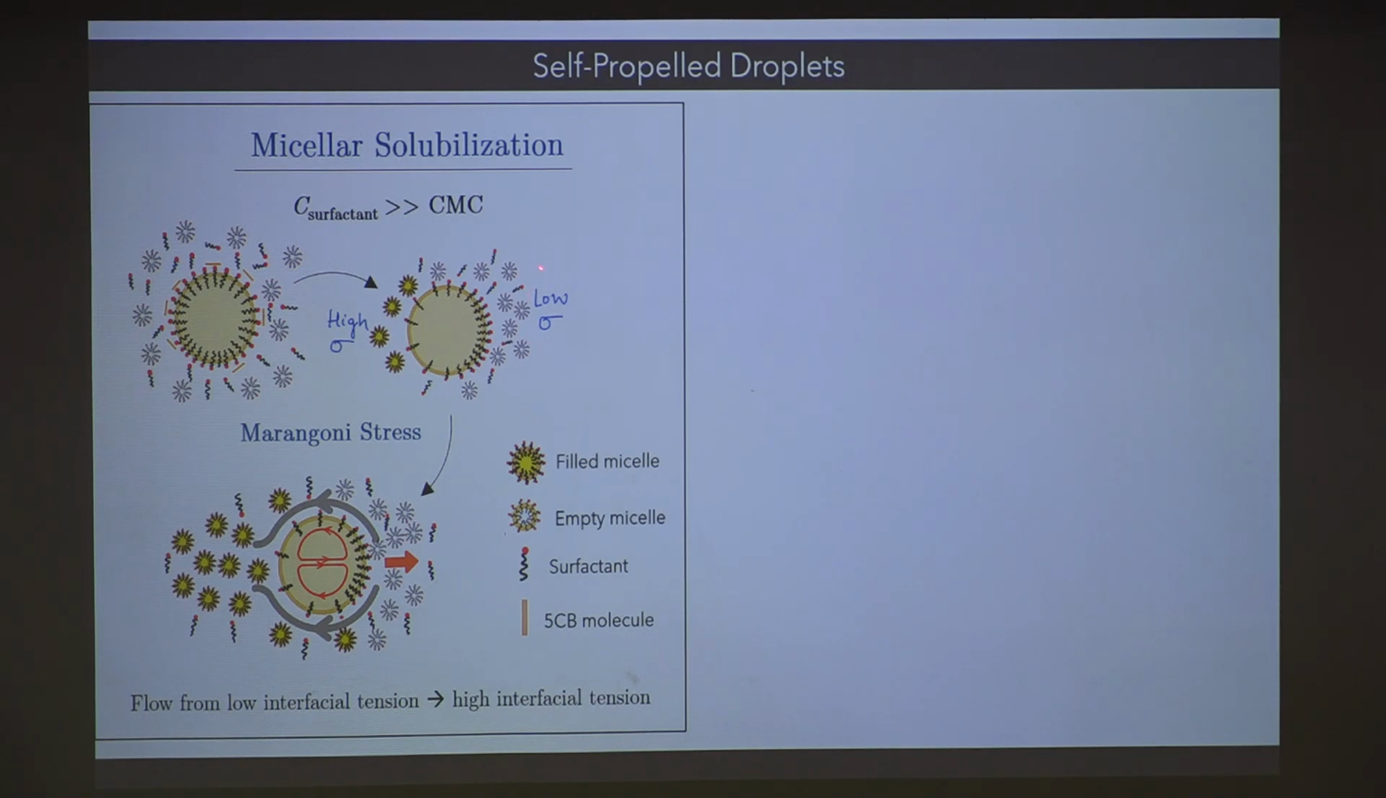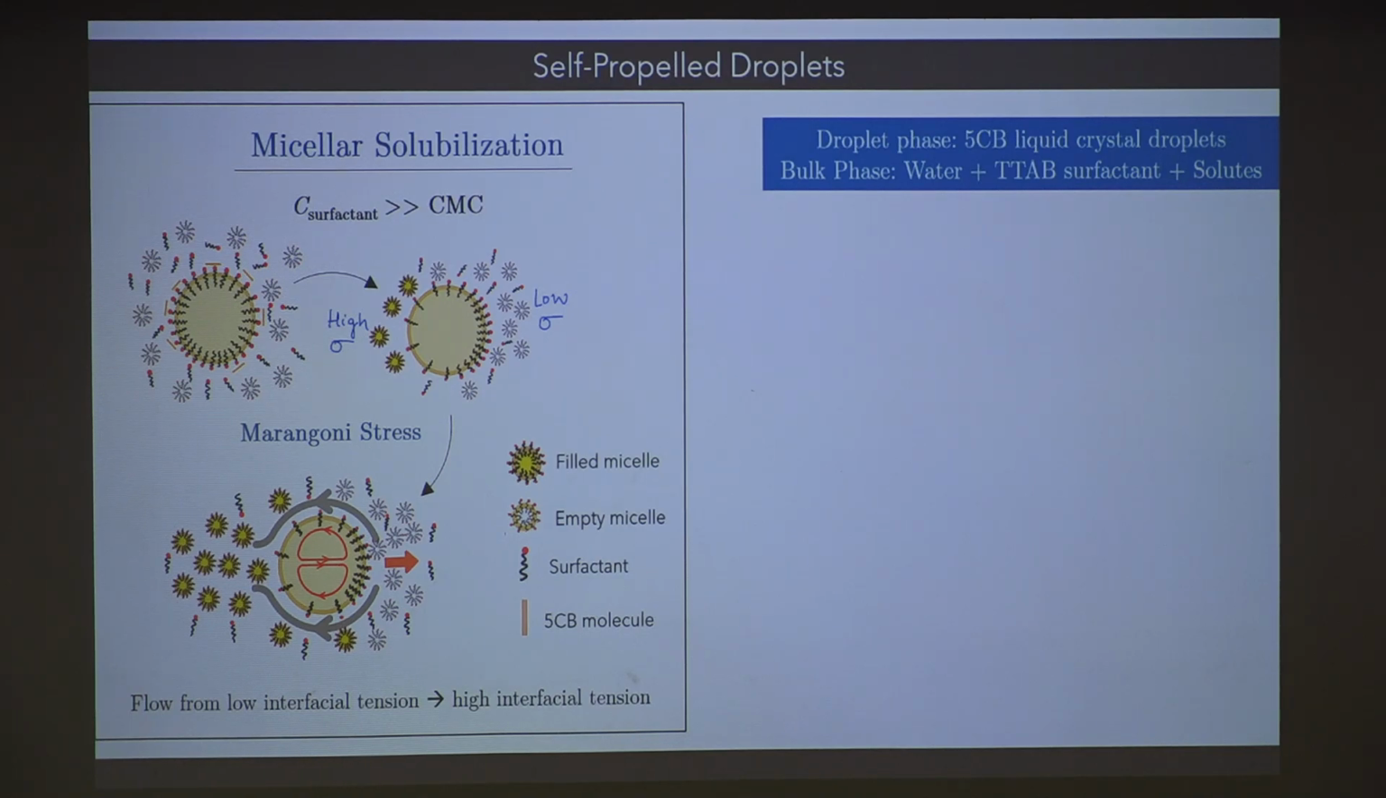So the yellow colored are the filled micelles, which have a part of oil in them, whereas the empty ones are just the bare micelles. So the interfacial flow then leads to the droplet motion in the opposite direction, because remember these are overall force free systems. So to balance the overall linear momentum, the droplets get propelled in the opposite direction. Right? So this is the mechanism that I'm going to talk about today.